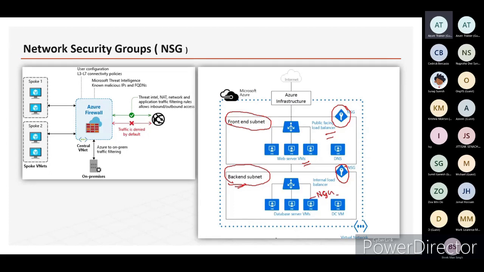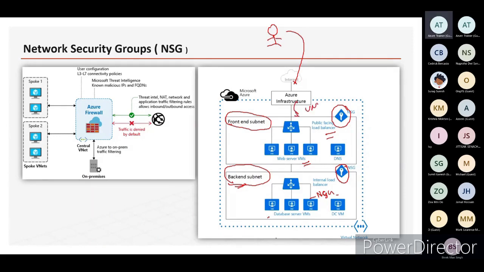Now if I'm a user and I need to access the Active Directory, first the packet will come to the firewall, the normal firewall, and it will check whether this packet or application has been allowed. If it is allowed, it will come in and be connected to the VNet.